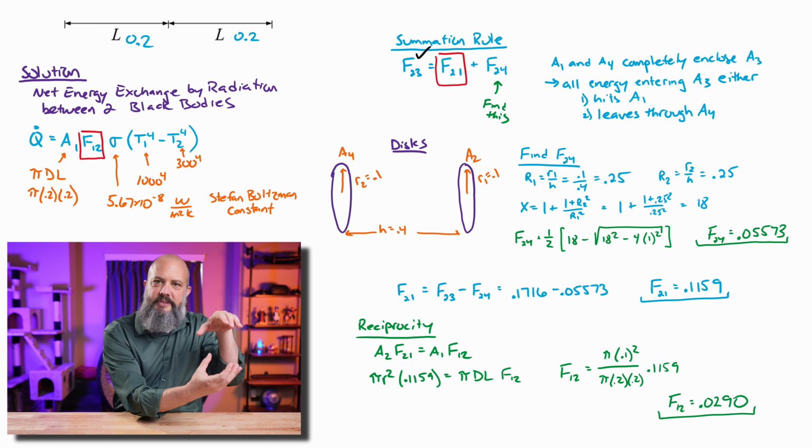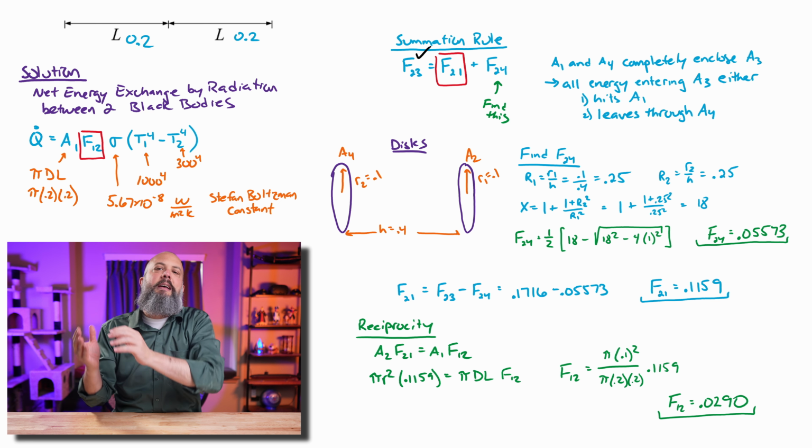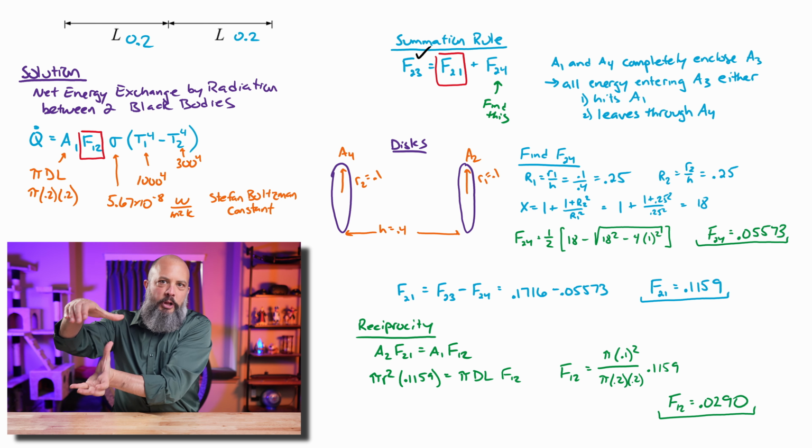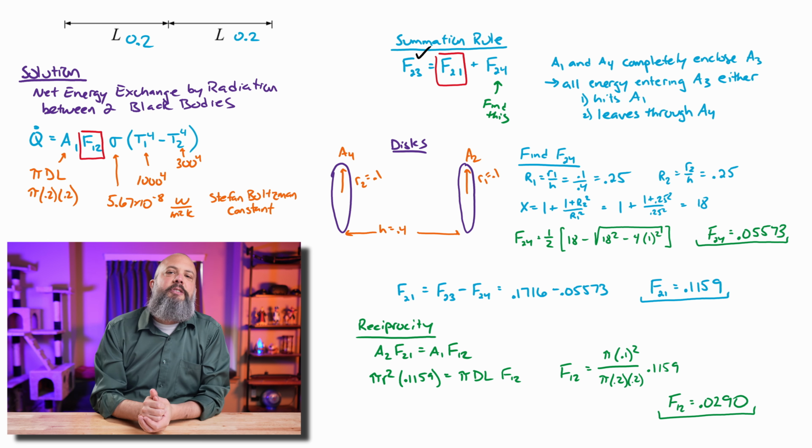So from the perspective of the disk, it has a pretty big field of view where it can hit the pipe. But from the perspective of the really big pipe, the disk looks a lot smaller over there on the side, which is why its F is a little bit smaller.